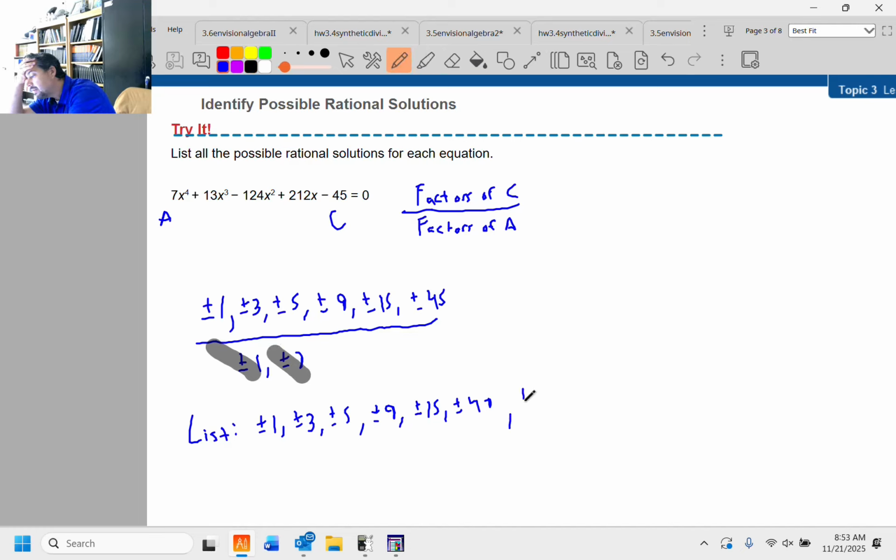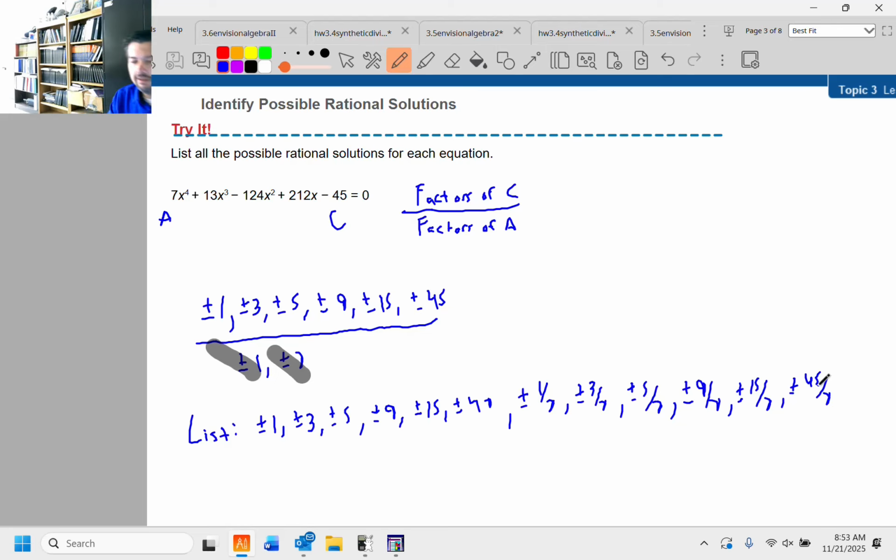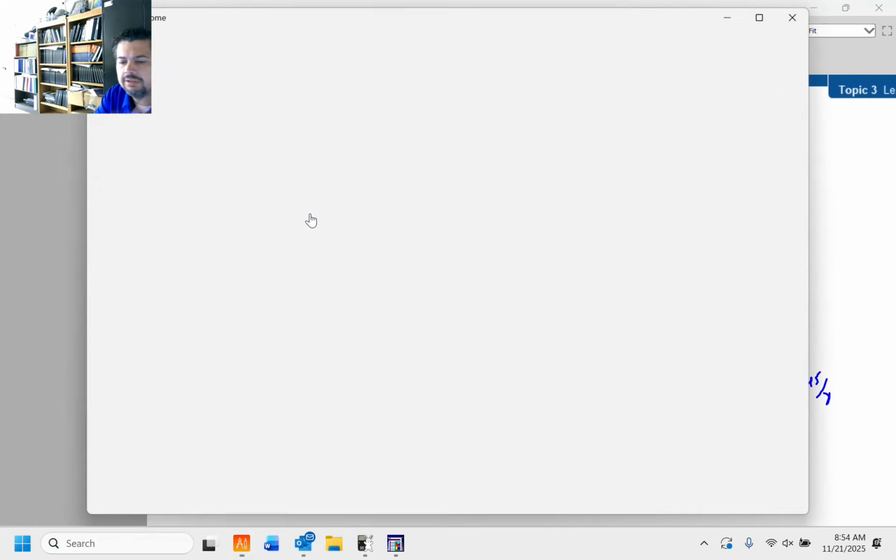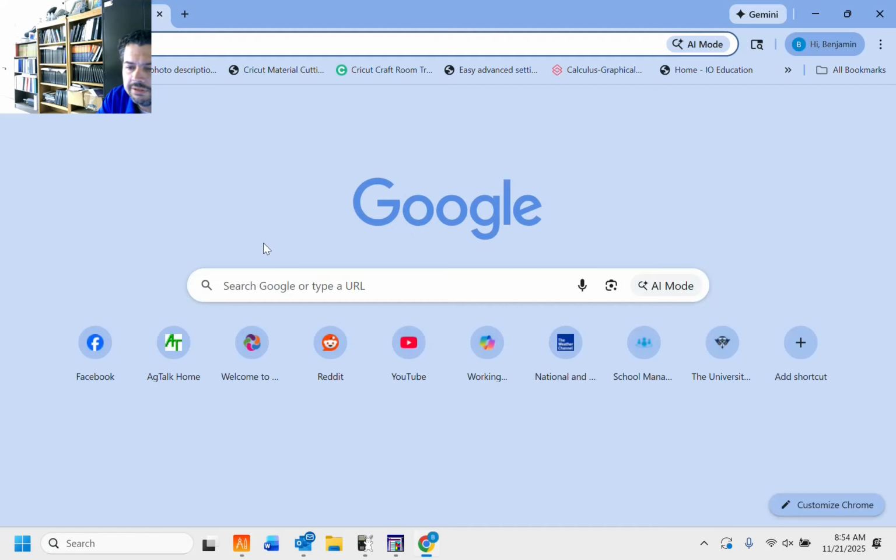We'd have a 1/7. We'd have a 3/7. We'd have a 5/7. We'd have a 9/7. We'd have a 15/7. And finally, we would have a 45/7. Now, the theorem says that if there is a solution with a rational number, it's in this list. And let's just see, it wouldn't take too long to graph this thing.